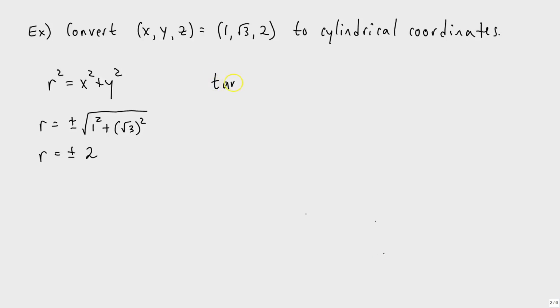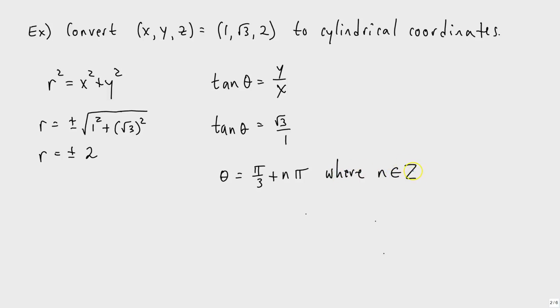And the tangent of the angle we're calling theta is going to be y over x. So tangent of theta is going to be root 3 over 1. So theta is going to be pi over 3 plus n pi, where n is an element of the integers. And of course z is just 2, because z stays the same.